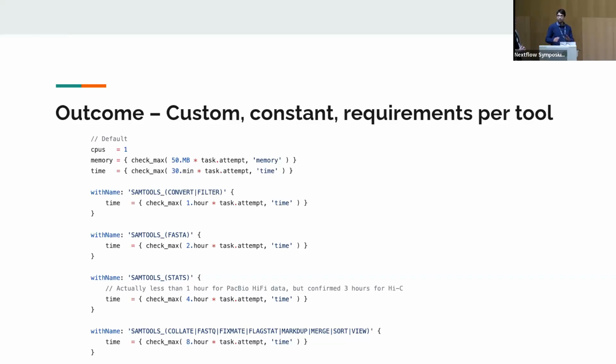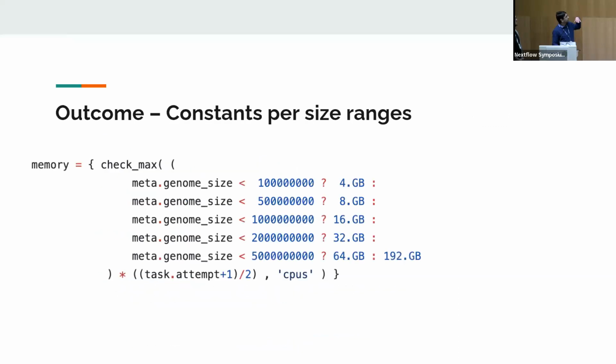So Nextflow is highly configurable. This is an example where we can say, okay, my default is going to be 30 minutes for each process, and then 1 hour for these ones, 2 hours for those ones, and so forth. Nextflow allows targeting specific processes and giving them tuned resources, either in a constant manner like this, or you can make it depend on the input size.